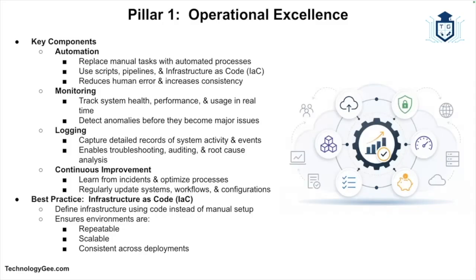All right, so let's talk about our first pillar, and that is operational excellence. So operational excellence, this is all about running and improving your systems effectively. In simple terms, it means, can you manage your environment without chaos? And this pillar focuses on things like automation, monitoring, logging, and continuous improvement. So instead of manually configuring servers, AWS encourages you to use tools like infrastructure as code, so everything is repeatable and consistent.